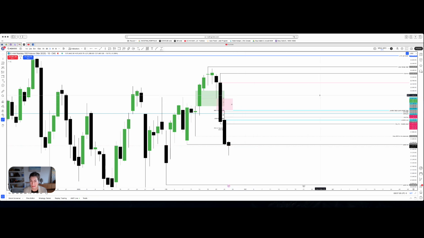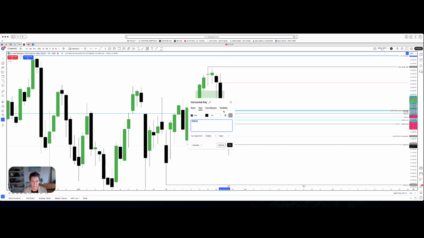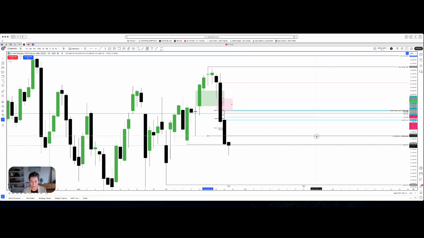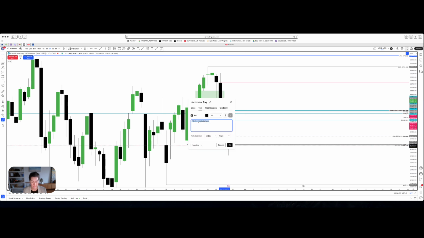Okay, we're going to put Monday's high and low in. So this is previous day high, and I always put the day in so that I just don't forget that I've done it. Previous day low. Let's just take a look at that. Previous day low is here. So that's the previous day high and low for Monday.